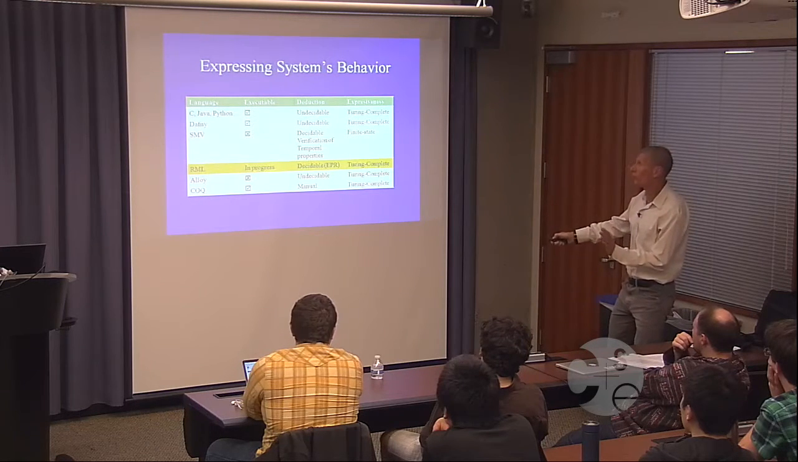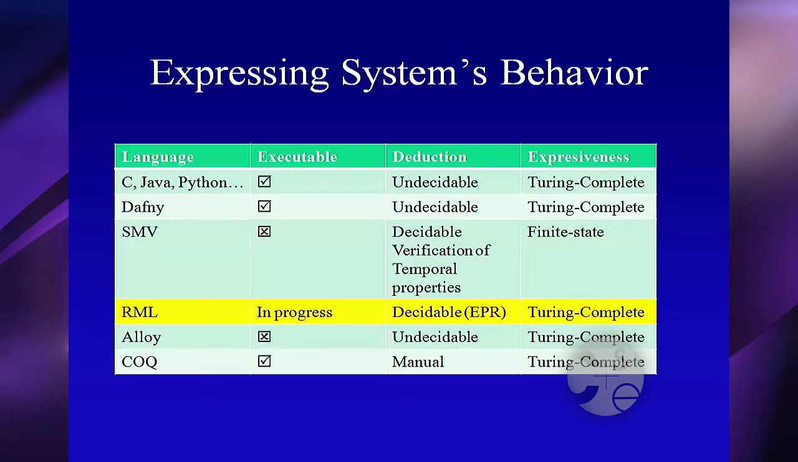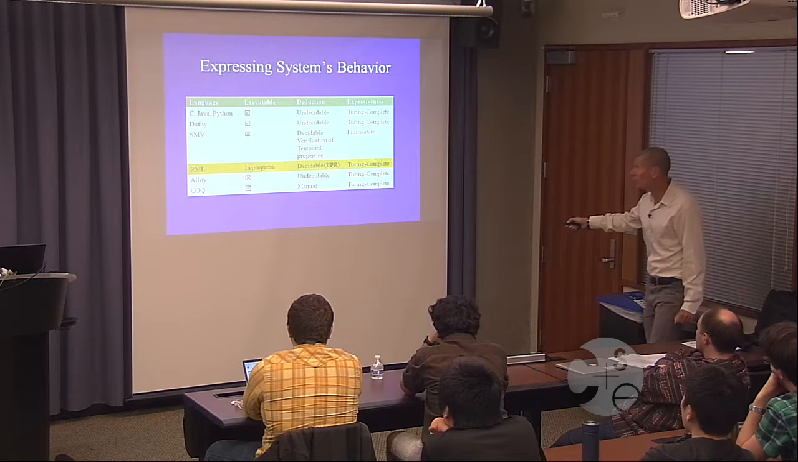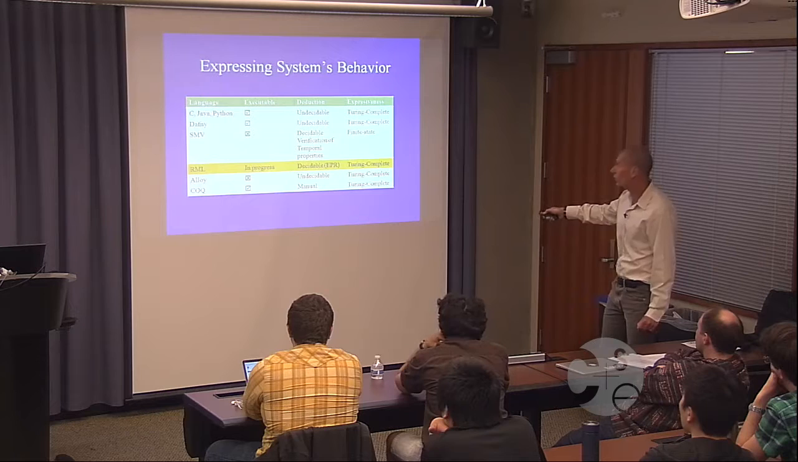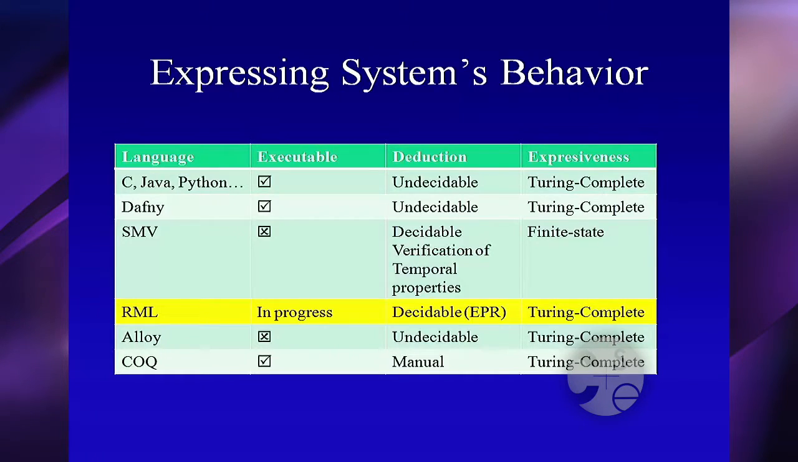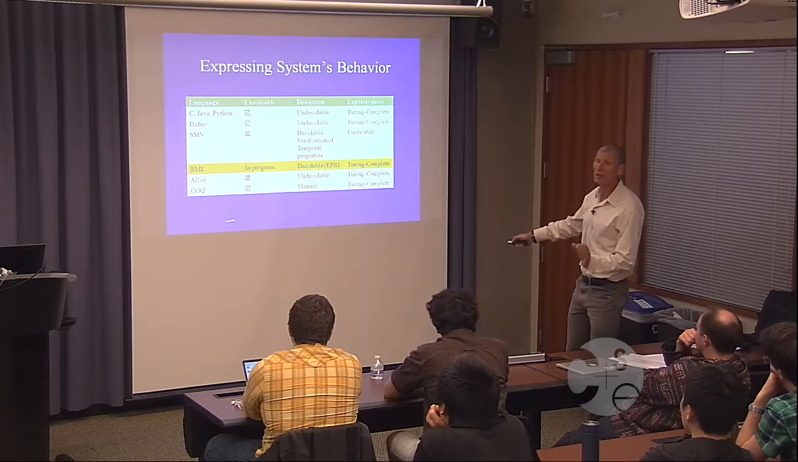And just to relate this to what we are familiar with, we are of course familiar with C, Java, and Python. They're great. They are executable, but for them, deduction is undecidable, and of course they're too incomplete. Dafny is similar. SMV allows you to decide verification properties, it's better for verification, but it's only expressive for finite-state properties. Coq is, of course, very expressive, but checking deduction is manual. So what we do here is, in the future we will have executability, but now we have decidable deduction. And notice also it's a Turing complete language. It means everything that you want to write, you can write in this language. So that's a nice property of it.